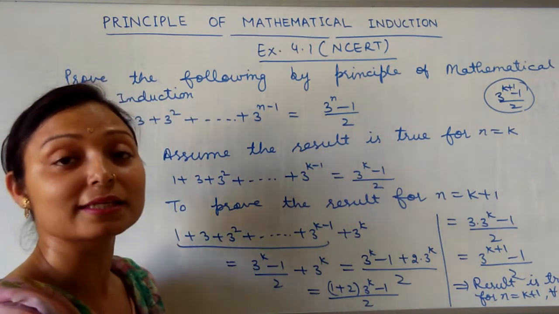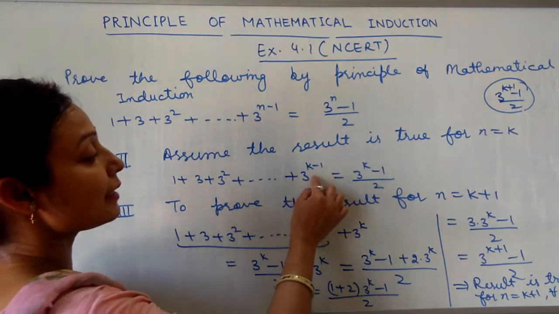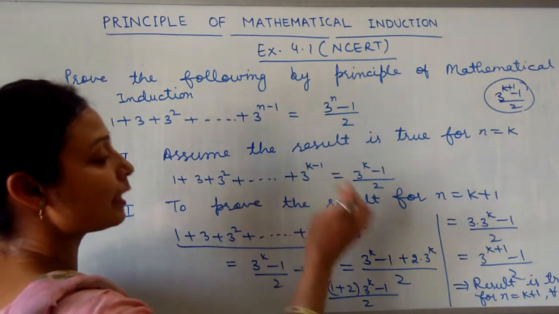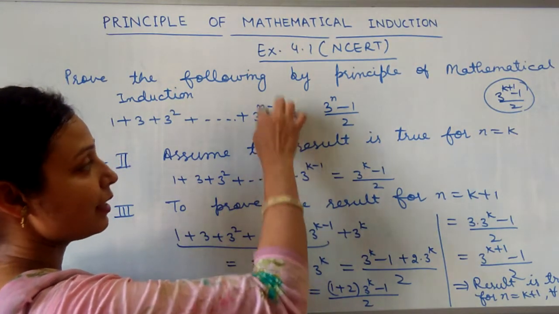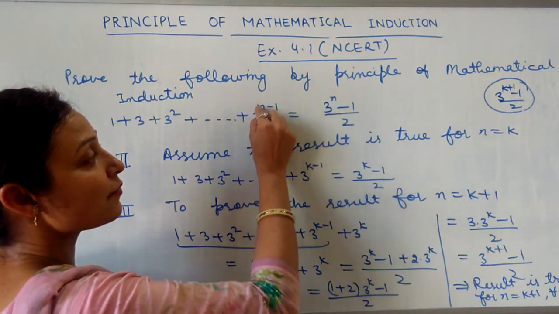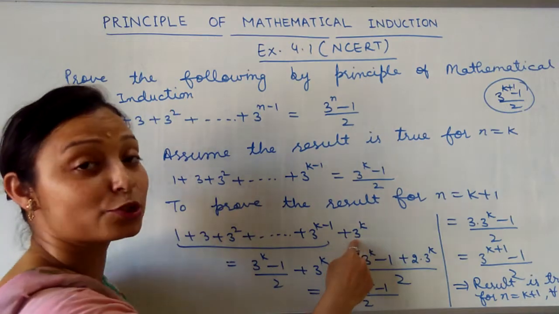I will explain the third step again. For taking the left hand side for k plus 1, you have to add by substituting k plus 1 here. By substituting k plus 1 here, plus 1 and negative 1 will cancel, and the last term is 3 raised to power k.